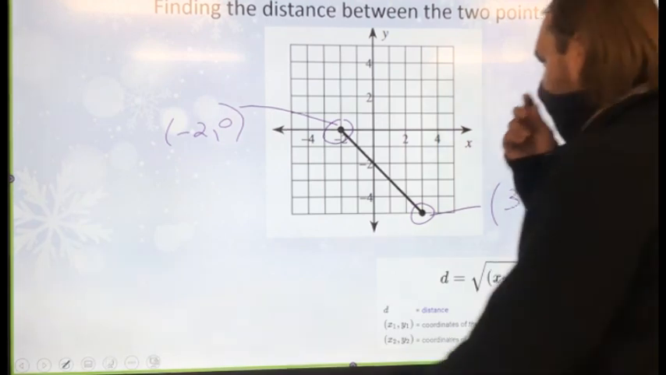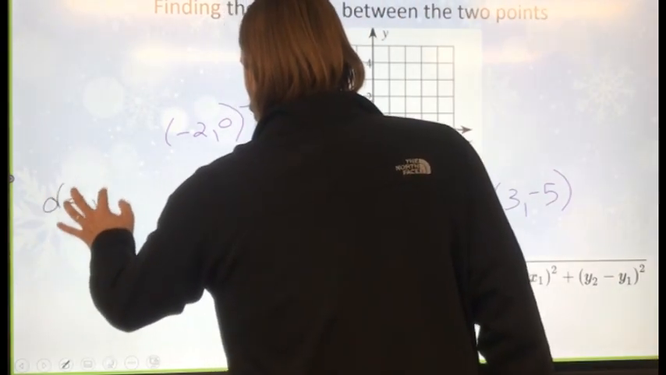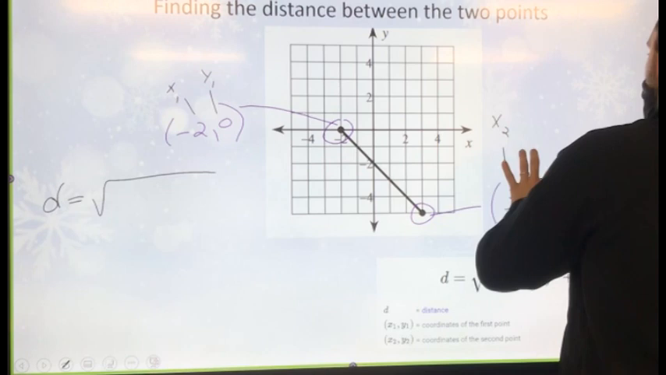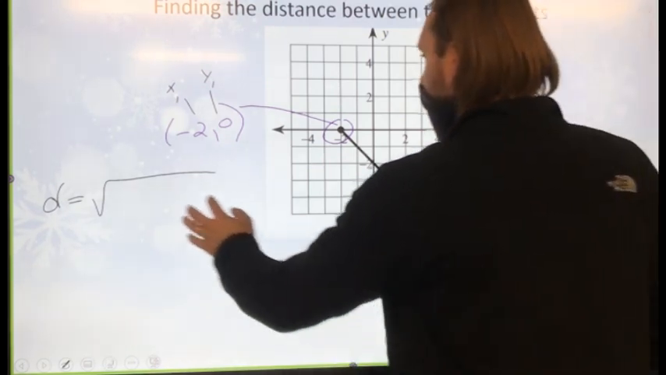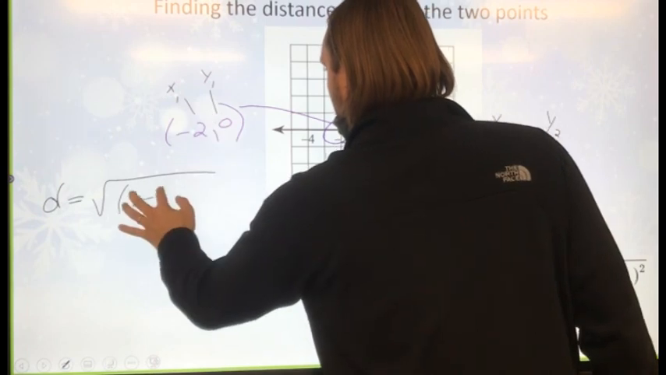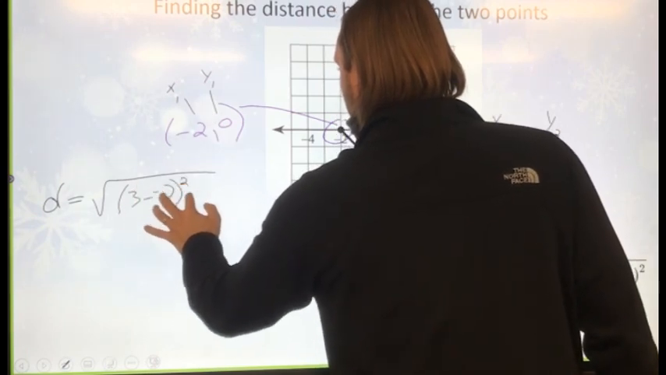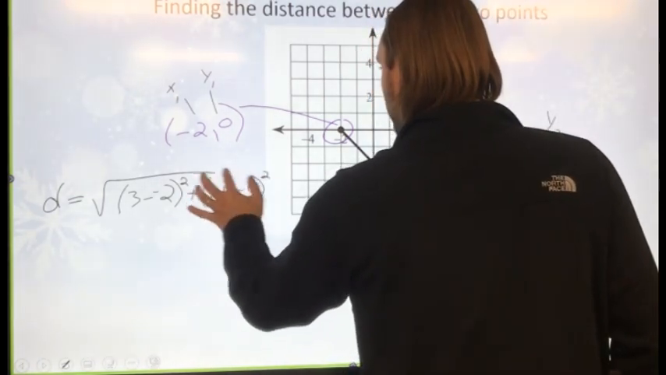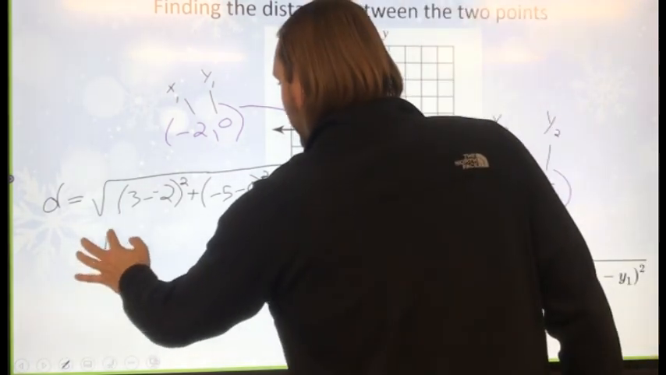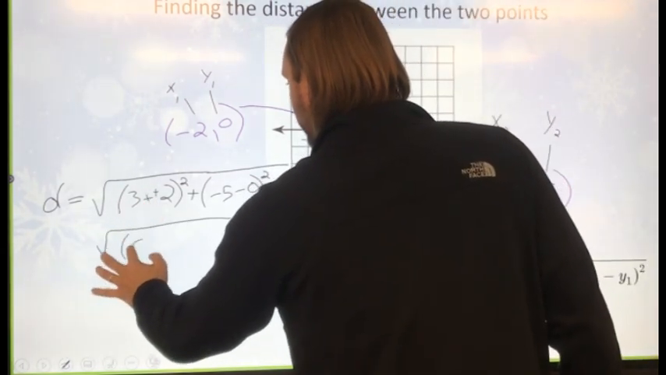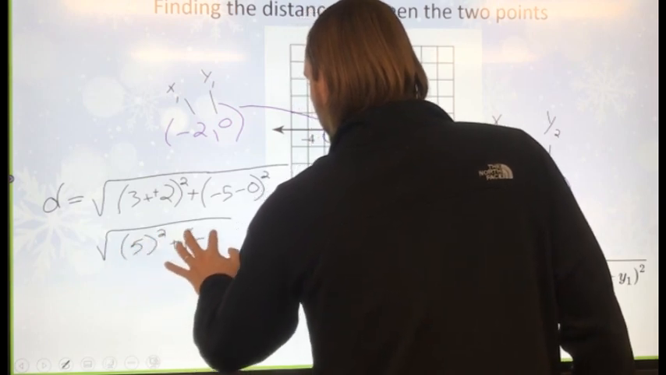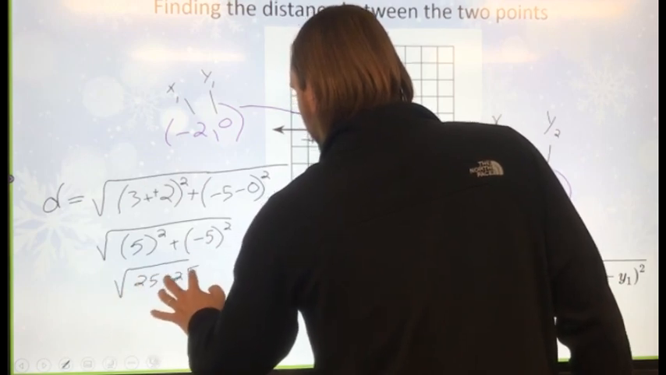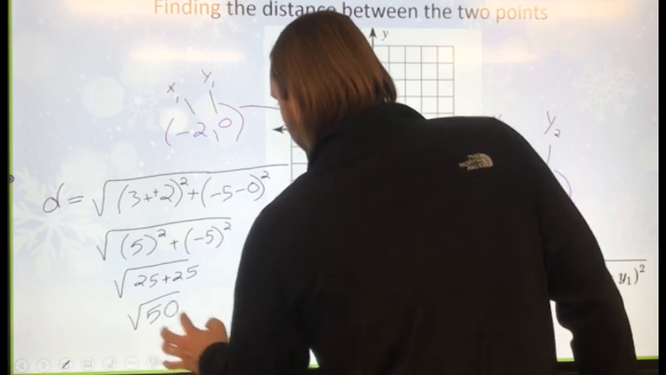All right, so let's see. Find the distance between these 2 points. d equals the square root of, I'm going to call this x1, y1, x2, y2. So x2, 3, minus x1, -2, squared, plus y2, -5, minus 0, squared. So that gives me the square root of, 2 negatives make a positive, 5 squared plus (-5) squared, which is the square root of 25 plus 25, which is the square root of 50.